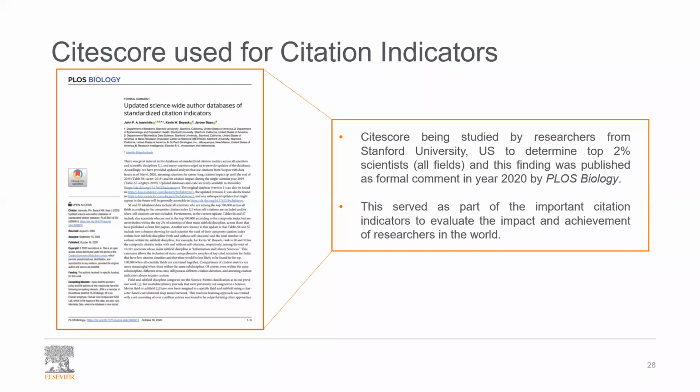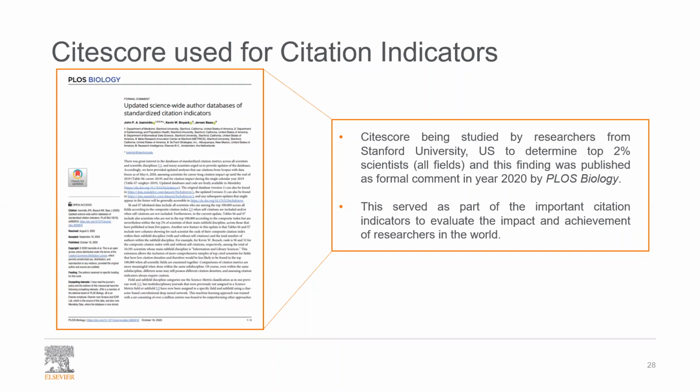So this CiteScore was studied by researchers from Stanford University in the US to determine the top 2% of scientists of all fields. And this finding was published as a formal comment in the year 2020 by PLOS Biology. And this serves as part of the important citation indicators to evaluate the impact and achievement of researchers in the world.